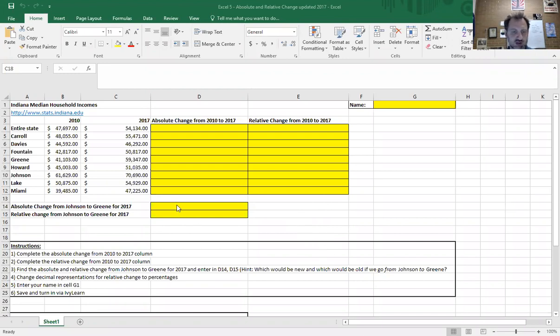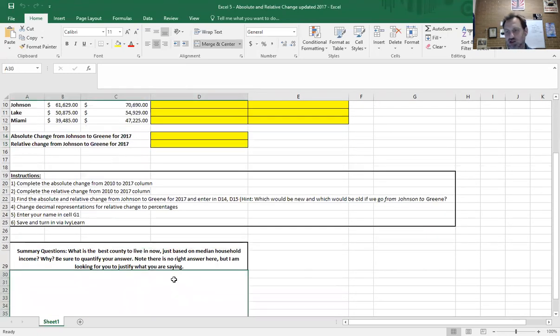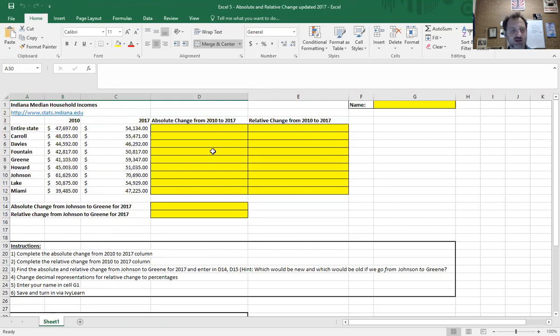There's some critical thinking here that has to go into the Johnson to Green, which is a geographical change, not a chronological change. And then at the end, trying to justify your response based on this idea about looking at a county and the income, the median income in the county.